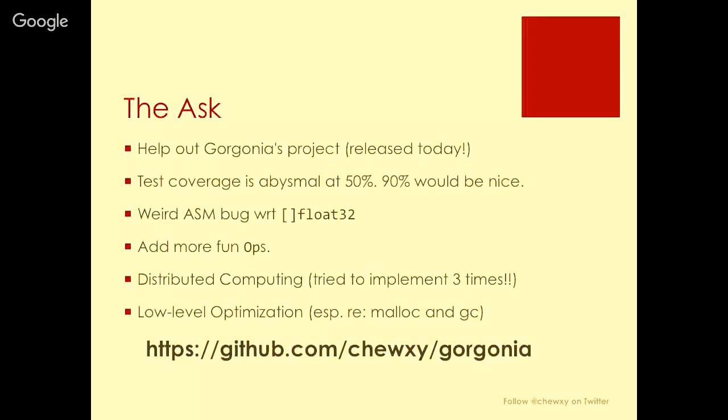And the reason why this lightning talk is held is because I want you to help with Gorgonia, right? The test coverage is abysmal. It's at 50%. It's crap. When I ported this package over to the public repository, I discovered some weird assembly bugs with float32 slices. I've still not figured that out yet. But the previous version did run very, very well with AVX float32s. So yeah, check it out and help me out.